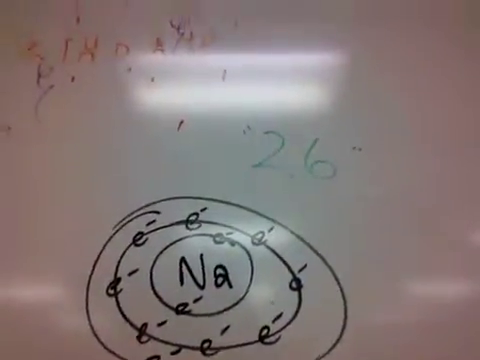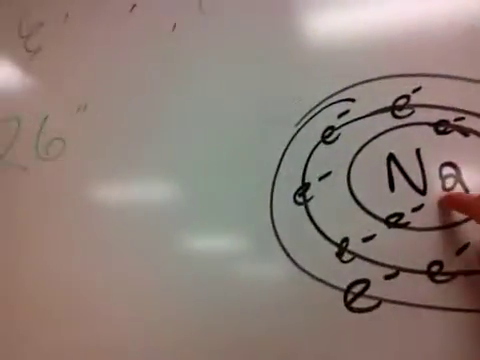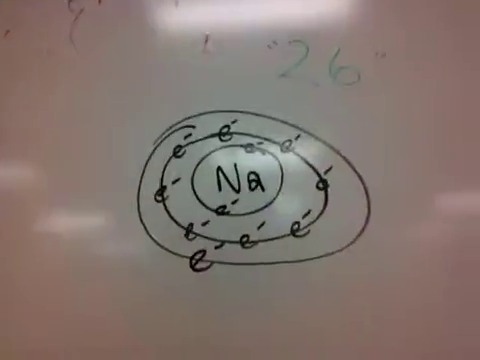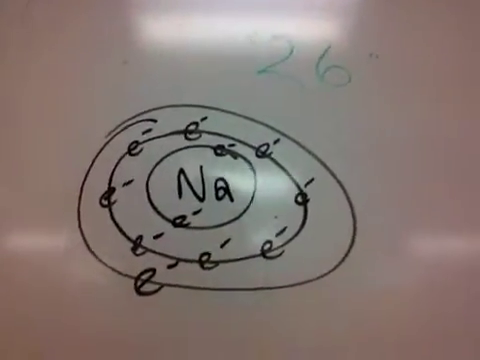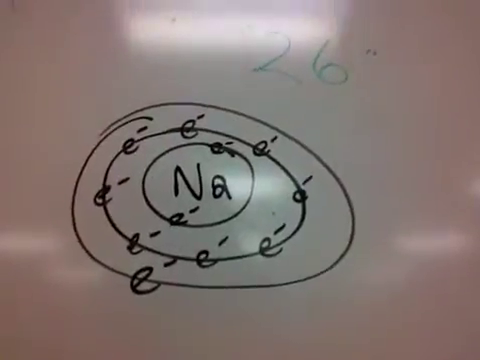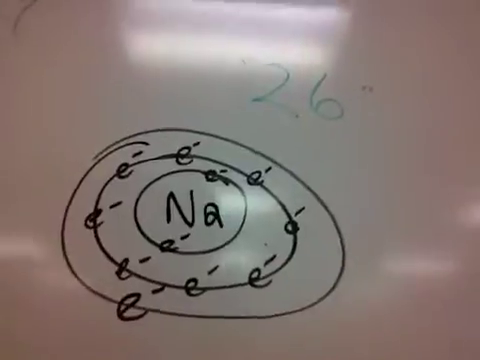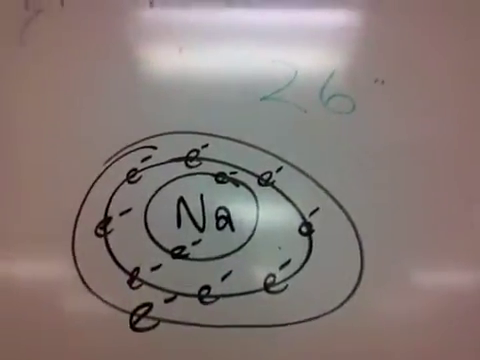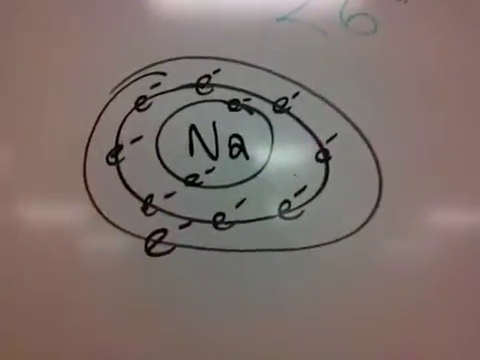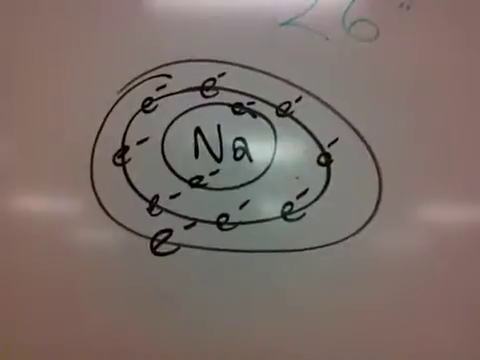Okay, my nucleus is in the middle here. So I'm showing sodium. My nucleus is just in the middle, and that's sodium. I have 3 rings around sodium, and the reason is that sodium is in the 3rd row on the periodic table. That just means it's in the 3rd energy level. So rows on your periodic table actually just mean energy levels.